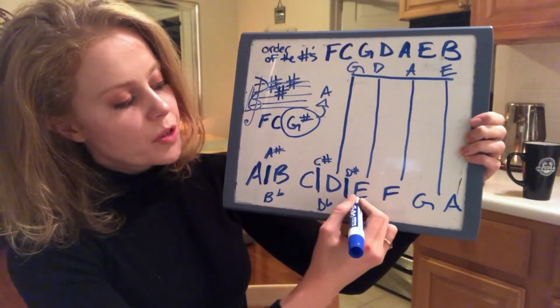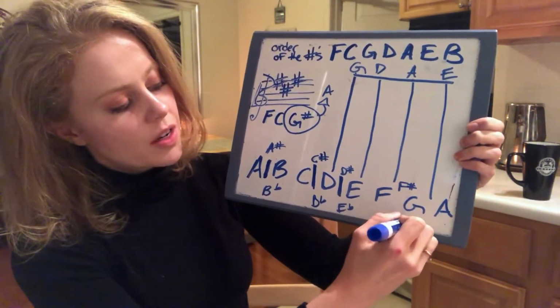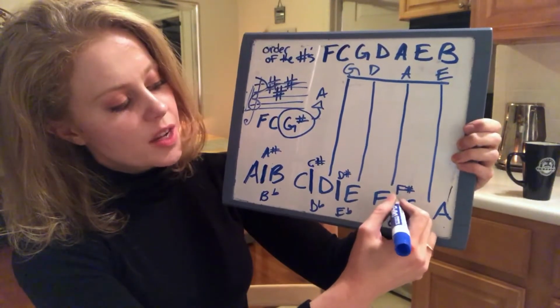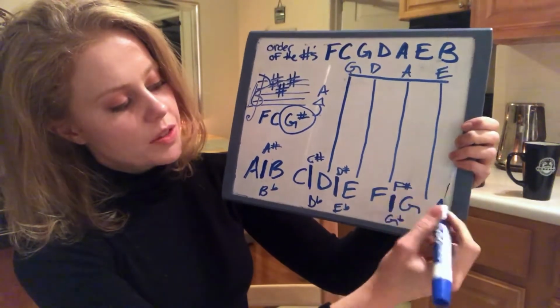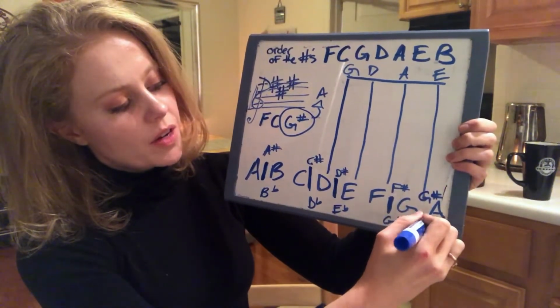There's also no note between E and F, so we can skip that. G, F sharp, and G flat. These are exactly the same note. All of these, I'm just connecting them together just like you would see on the piano. You'd have a black key.